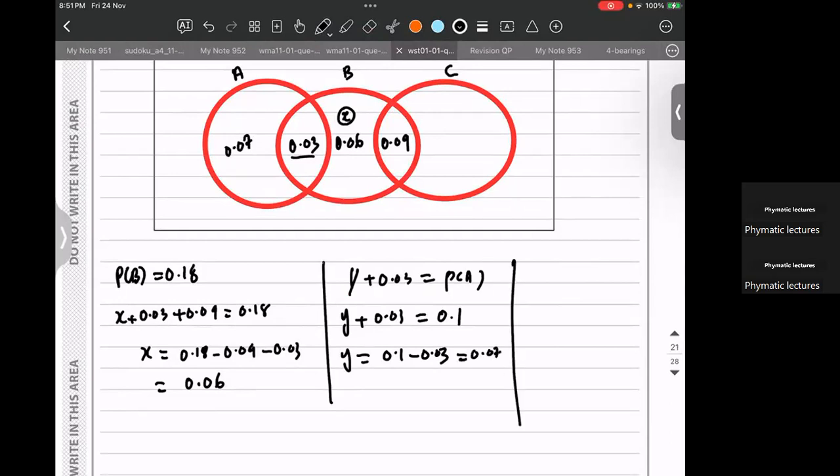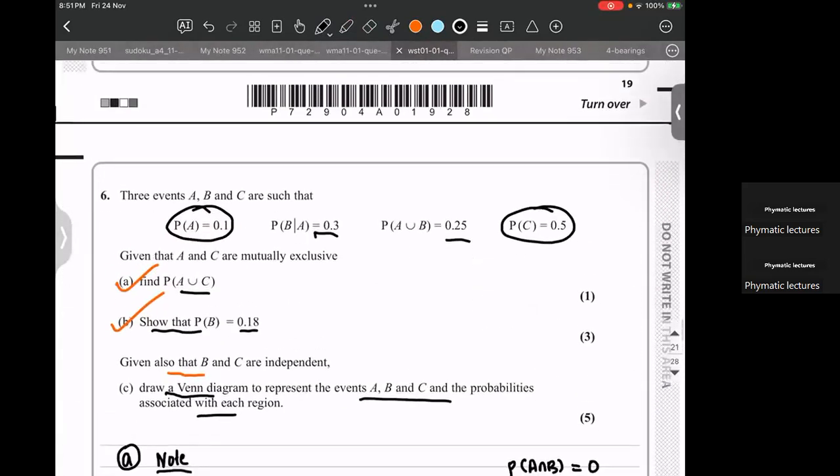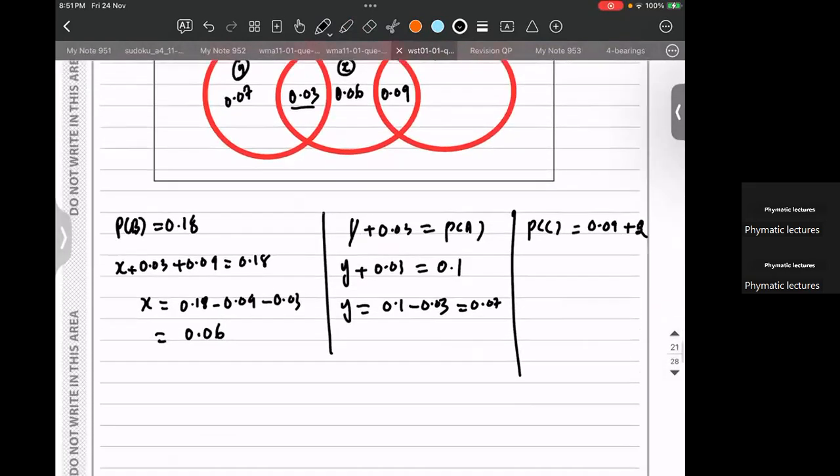Now, let this value we consider as Z. This is in C. So, probability of C is 0.09 plus Z. So, probability of C, that is 0.5. So 0.5 is 0.09 plus Z. Z value is 0.5 minus 0.09. And that value, you will get it as 0.41.